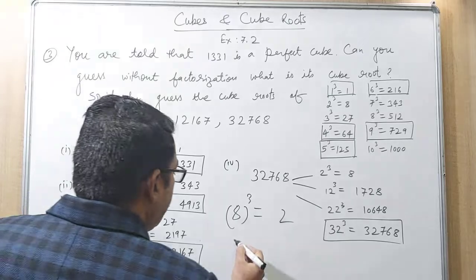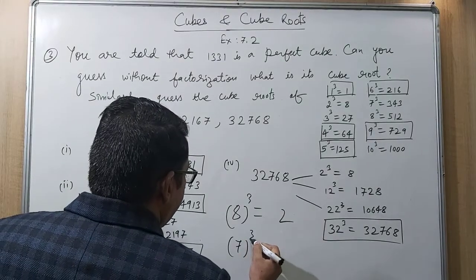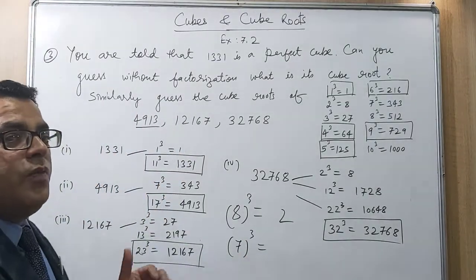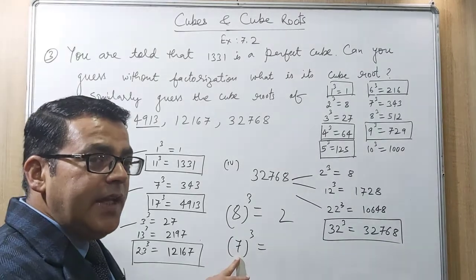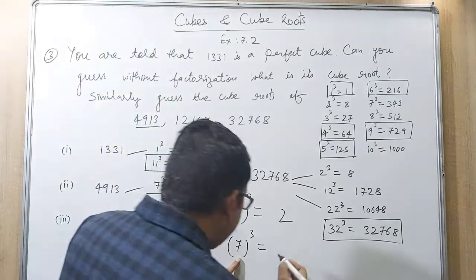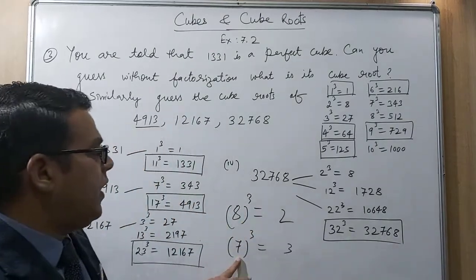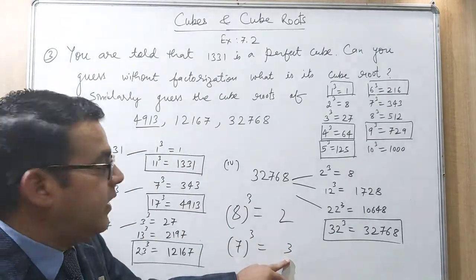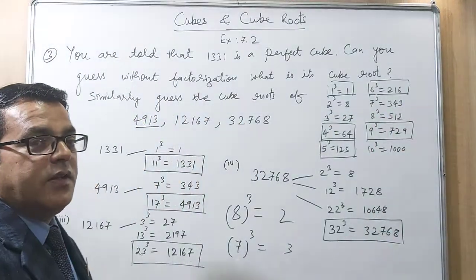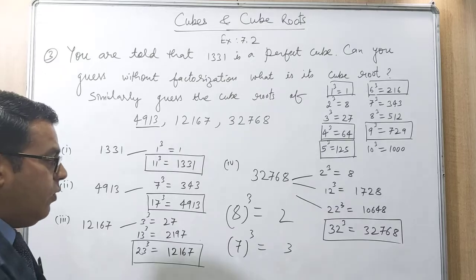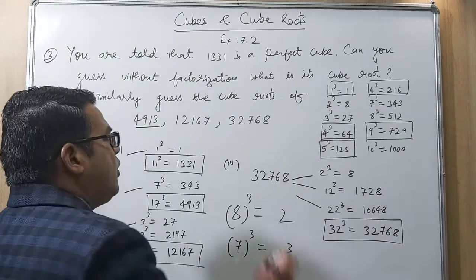Now I am talking about 7. Where will 7's cube end? So we need to know if we add 3 to 7 we'll get 10. So we can say that cube of 7 will end at 3. You can see here also. This is very, very interesting that I'm telling you. You can check for any number.